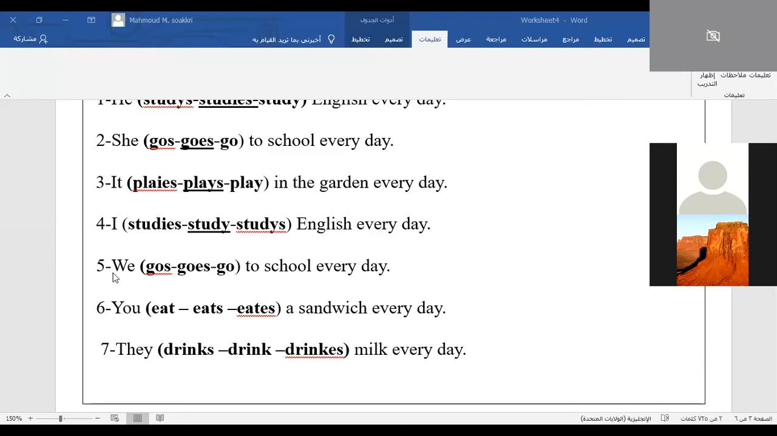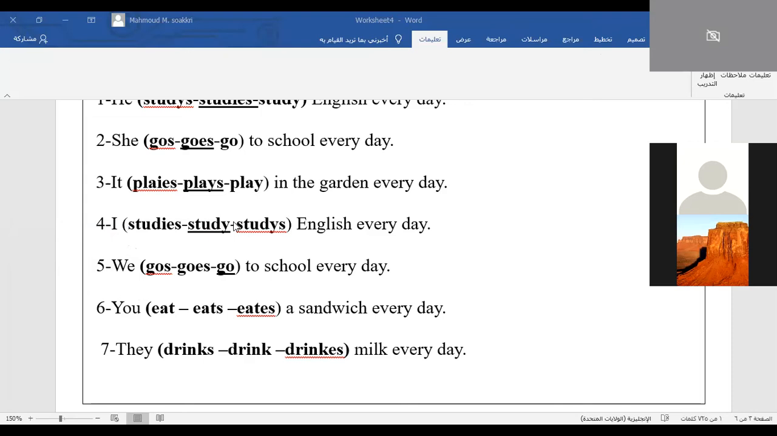Number 5. Read and answer, please. We go to school every day. Number 3, yes. Thank you, Malik. Look, students, as Malik said, we don't put S or ES or even IES if the subject or the first word or the pronoun is we. This is also true with I, you, and they. With I, we, you, they, don't put S at the end of the verb.